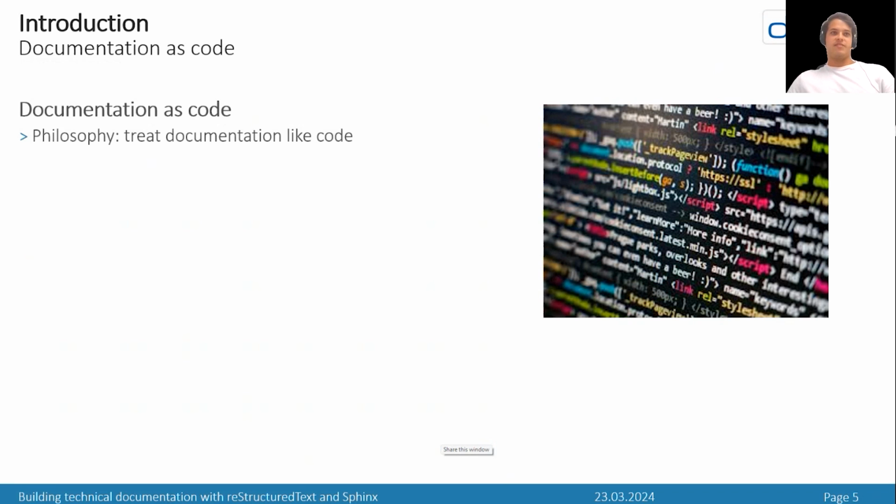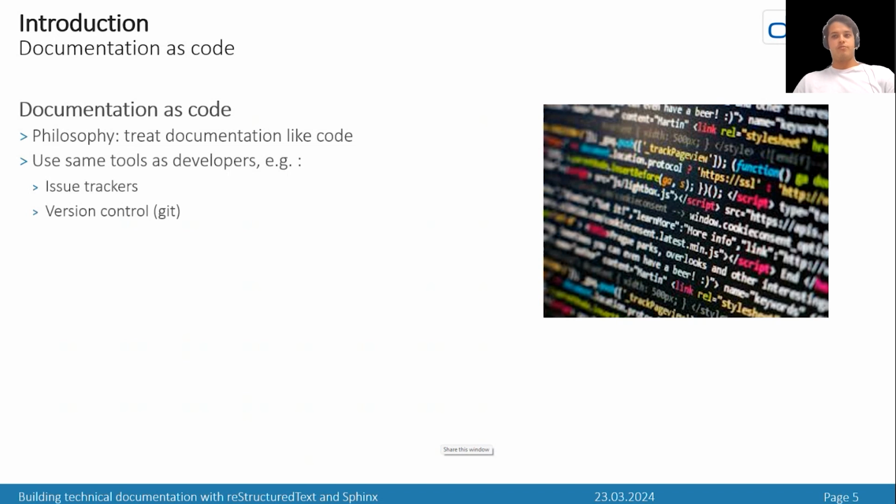So let's explore the concept of documentation as code. Documentation as code is a philosophy that encourages us to treat documentation like code. The core idea is to use the same tools as developers for creating documentation. So this includes issue trackers to manage documentation tasks and improvements, and version control tools like Git. You may use something else, but I guess most developers or IT people are using Git. This allows us to track the versions of the documentation.